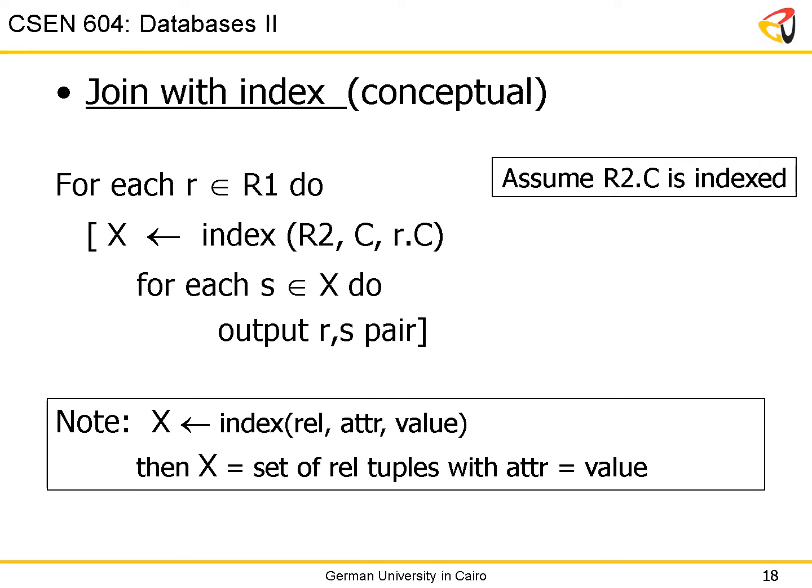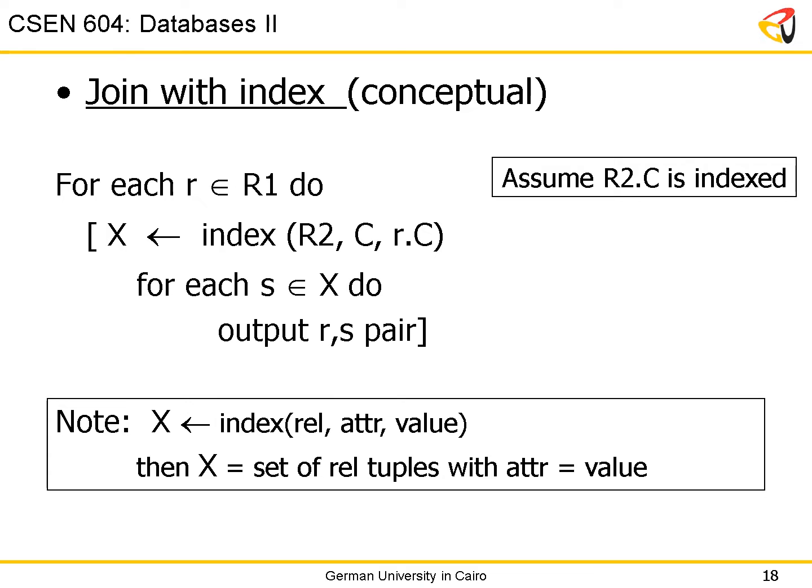Now let's move on. We've seen iteration join as an option, and we've seen sort-based merge join as an option. What other options does the database engine decide to evaluate when it's building the physical plan? Is it a good idea to actually use an index to do the join? Even if the index does not exist, it might decide to build the index to do the join. But let's here assume that R2.C is already indexed for one reason or another.